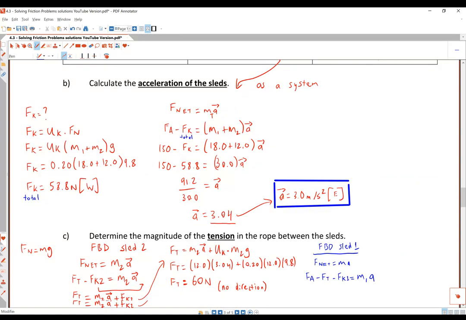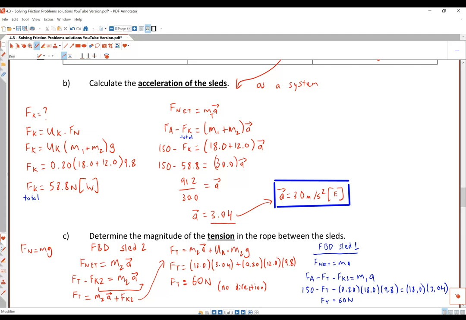So our applied force is going to be 150 minus our tension force minus our kinetic friction, which is mu times mass of 1 times gravity. So we can fill all those values in. So it's 0.20 multiplied by 18.0 multiplied by gravity, which is 9.8, equals mass of 1, which is 18 kilograms, multiplied by acceleration, which is 3.04. I'm going to skip a few steps here, but if you were to rearrange and calculate, you would get your tension force to be also 60 newtons.